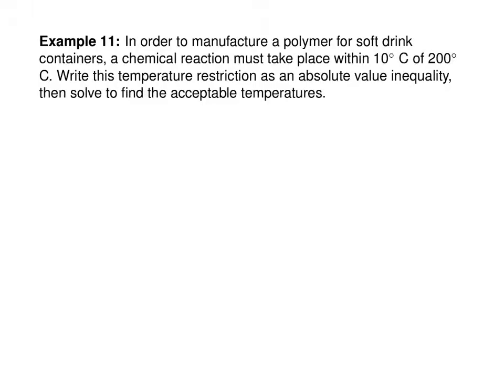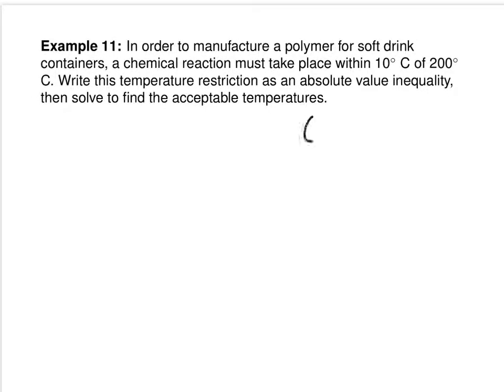So in order to manufacture a polymer for soft drink containers, a chemical reaction must take place within 10 degrees Celsius of 200. So write this temperature restriction as an absolute value and then solve to find acceptable temperatures. Now, this is one of those questions in which making it the absolute value equation is trickier than making it into the interval, right? Because being within 10 degrees of 200 means you have to be within what? 190 to 210. Exactly, so you're kind of like, okay, this is 190 to 210. So let's just talk about how would we figure out what that would be as an absolute value type thing.